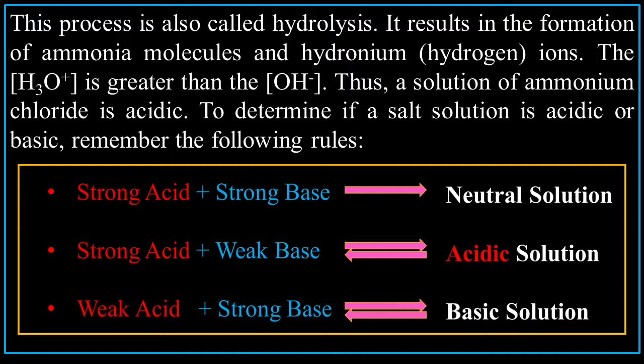To determine if a salt solution is acidic or basic, remember the following rules. Strong acid plus strong base yields a neutral solution. Strong acid plus weak base reaches an equilibrium, and it's generally going to be an acidic solution. Not very strong, but it's still going to be acidic. A weak acid and a strong base is going to be a basic solution, and it's going to be in equilibrium.